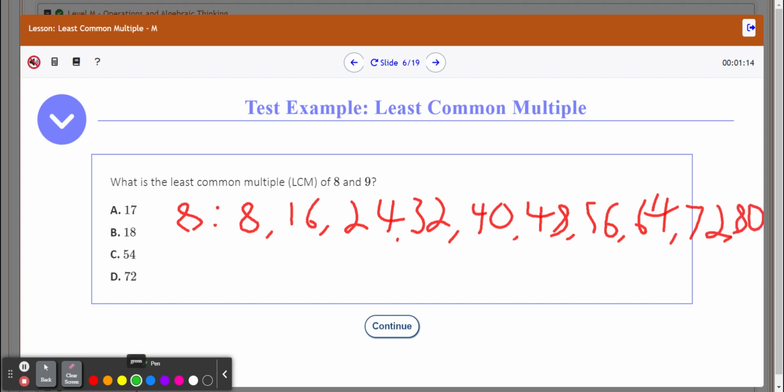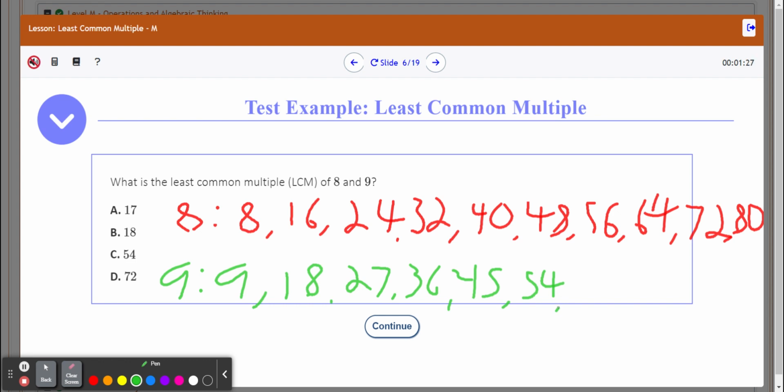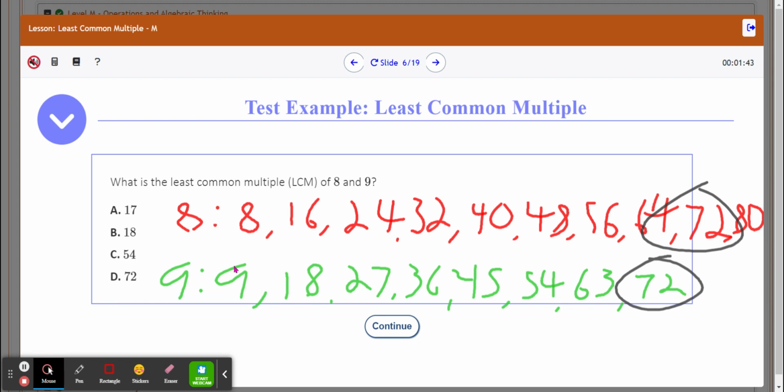Now let's do the same thing for 9. 9, 18, 27, 36, 45, 54, 63, 72, and boom, there we go. Sometimes it's going to take a little while to get up there, but eventually you'll get to two numbers that match. So the least common multiple of 8 and 9 is 72.